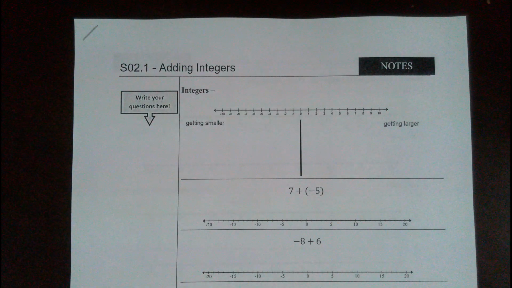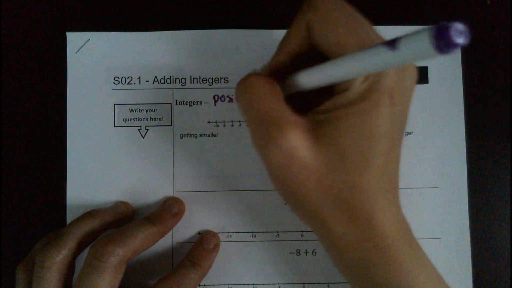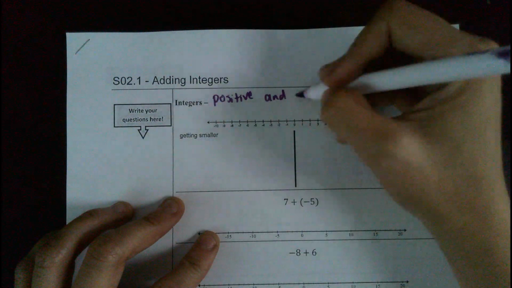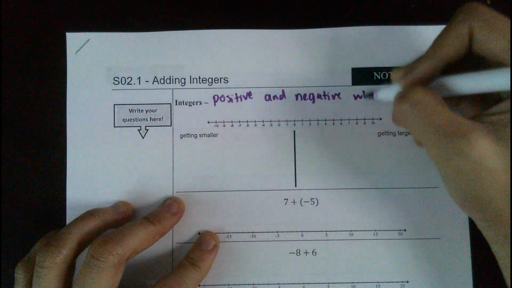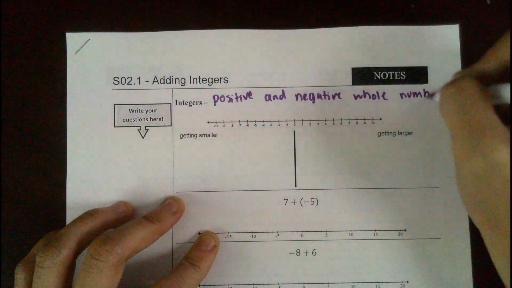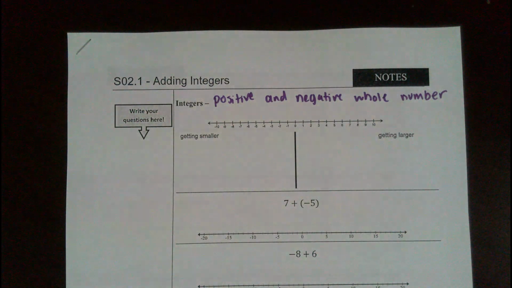Integers, so exciting. Okay, so integers, you should know what an integer is. An integer is a positive and negative whole number. So no fractions, no decimals. It can be positive or negative.